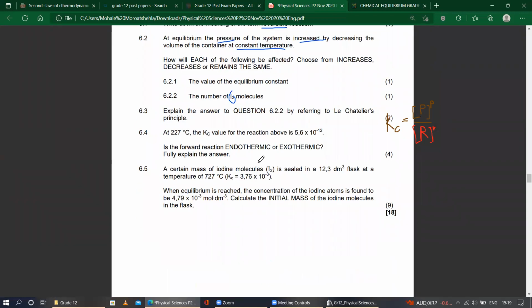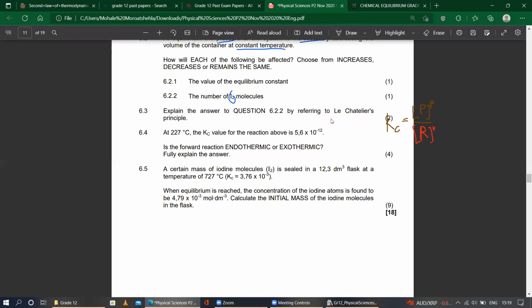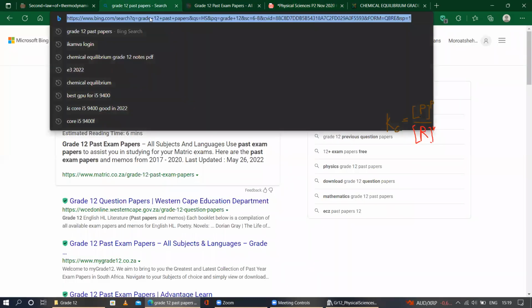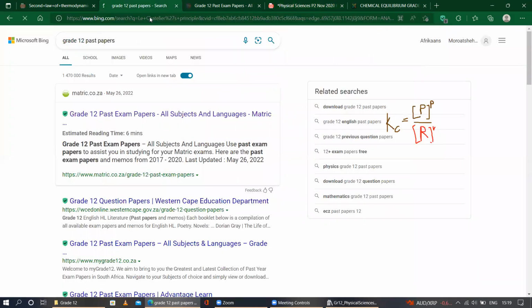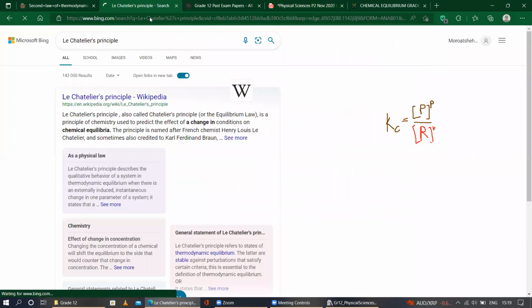Then they say explain it using Le Chatelier's principle. Have I taught you guys about Le Chatelier's principle? I don't think so. Okay, so let me just get a quick definition of Le Chatelier's principle.